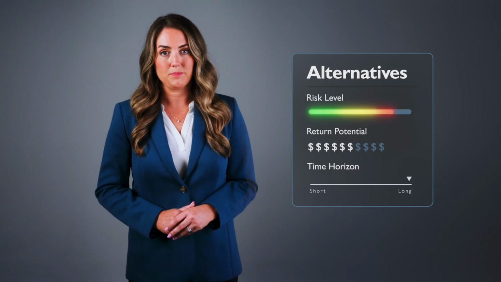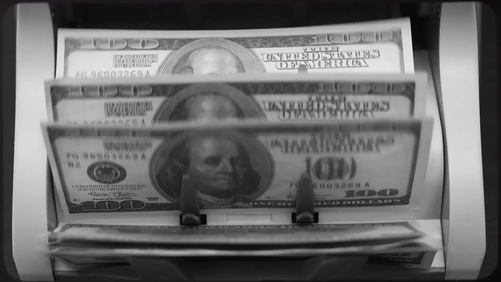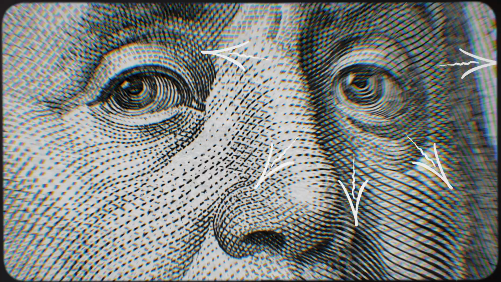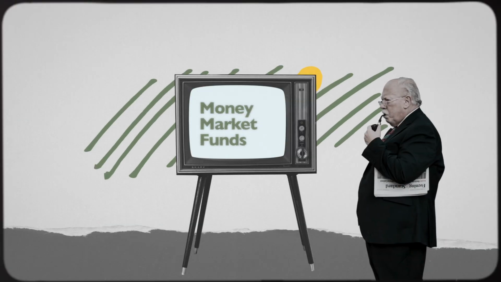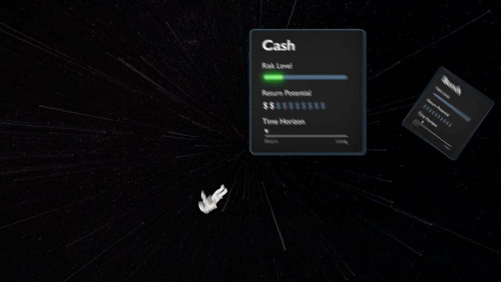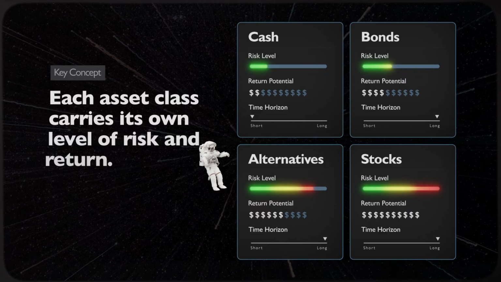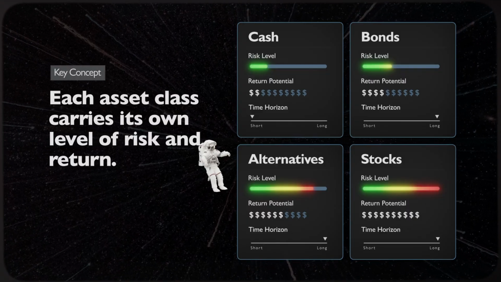Cash, including cash equivalents, includes things like a savings account, certificate of deposit or CD, and money market funds. These offer stability and liquidity and are a safe haven for funds that might be needed for spending in the short term. However, while they provide the lowest risk, they typically also offer the lowest returns when compared to other asset classes.